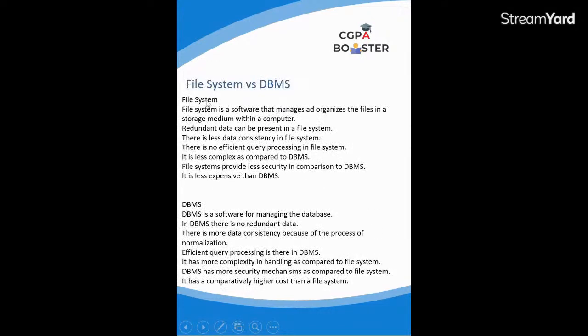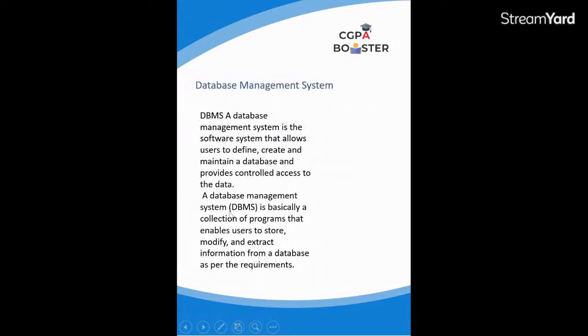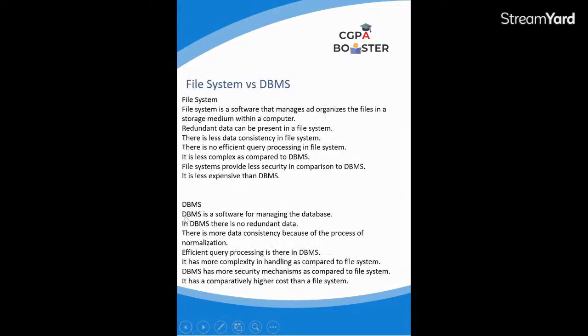Right. Now, again, it's important to know the basic difference, as the previous slide just mentioned in brief. So we'll go over that. Now, file system. File system is a software that manages and organizes the files in a storage medium within a computer. What is DBMS on the other hand? DBMS is a software for managing the database. In file system, redundant data can be present. In DBMS, there is no redundant data.